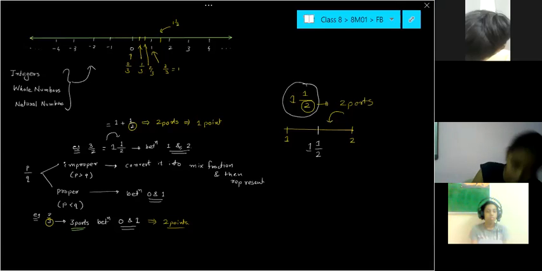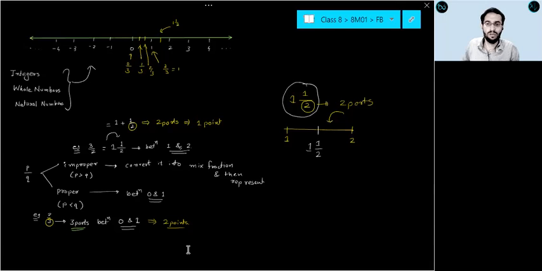Is this clear, everyone? Note this down quickly. Then we can start questions based on it.